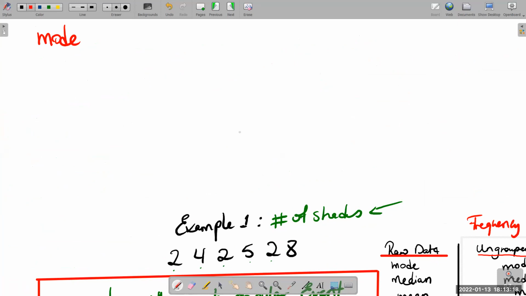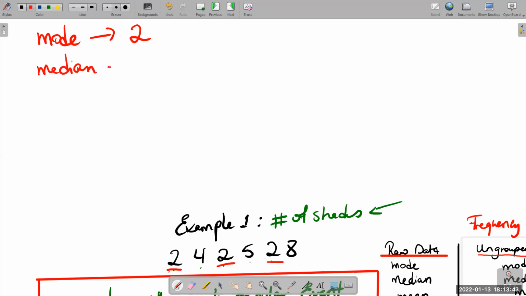Exactly. So since we see here, 2 would be our mode. Because how do we realize 2 is the mode? Let's look at our options. We have 2 once, twice, 3 times. So 2 showed up the most, hence the mode is 2. Everybody with me?